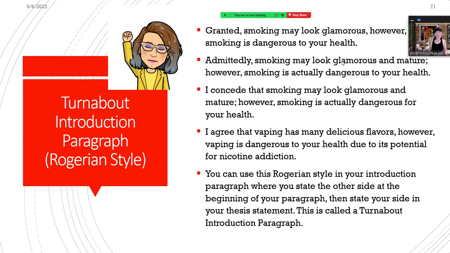So here's some more examples of the turnabout introduction paragraph, where you write about the other side and then you turn it around and write your thesis. So granted, smoking may look glamorous, and then you write your thesis statement. However, smoking is dangerous to your health. Admittedly, smoking may look glamorous and mature. However, smoking is actually dangerous to your health.